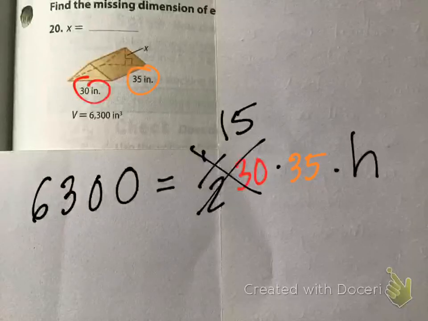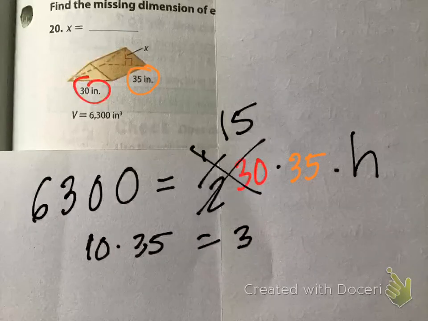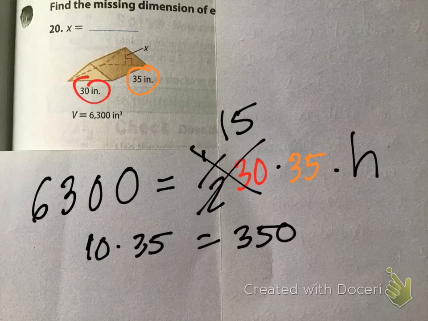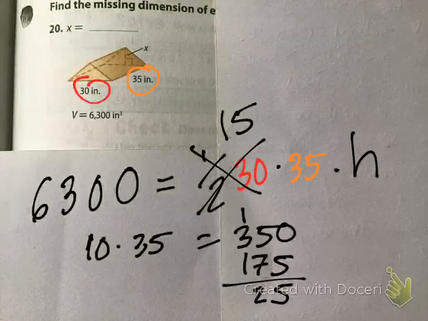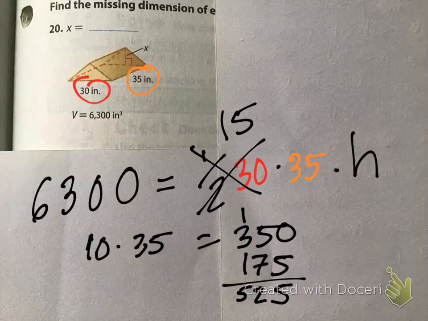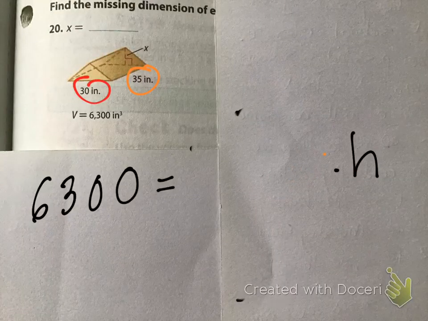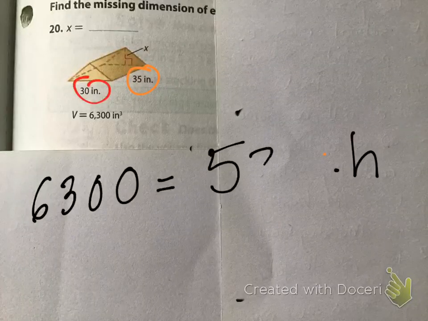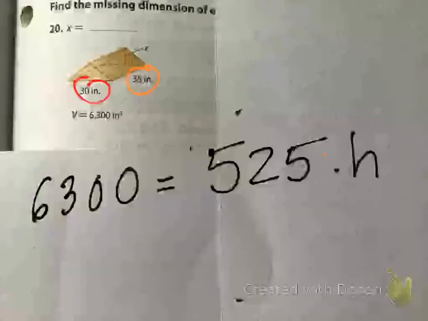So then I want to multiply these together, and then I divide. This one becomes 15. 15 times 35. 10 times 35 is 350. Half of 350 is 175, I think. So it'd be 5 to 5, which actually makes sense. I believe that's correct. 15 times 35. Yeah! 525. So now what I'm getting is 6,300 is equal to 525 times our height, because we don't know what it is.